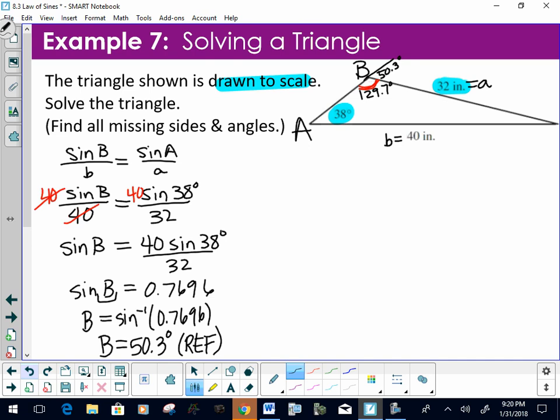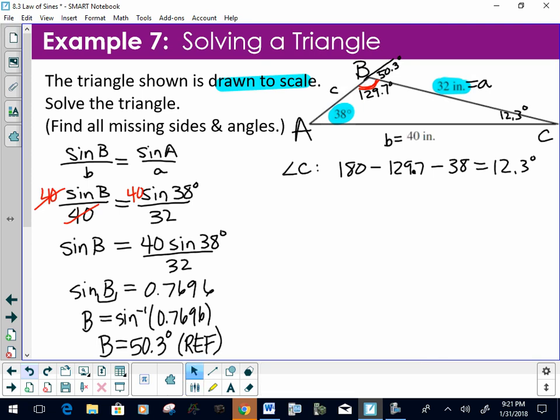That was probably the hardest part of the problem. It's going to kind of snowball from there. Angle C is going to be easy to find because we know that the angles in a triangle add up to 180. So if we subtract the 129.7 and the 38 degrees, it's going to give us the measure of angle C, which is 12.3 degrees. And we're almost done. We have one last part of the triangle to find. We need to find side C.